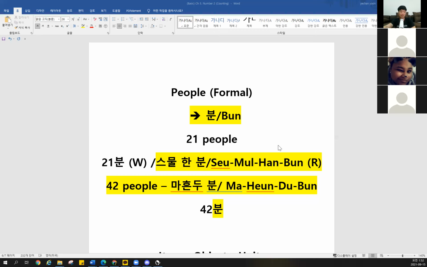Okay. All right. Okay. How come it says 15 but it's pronounced 한다섯? Okay. I'm going to answer after the whole thing is done, okay?